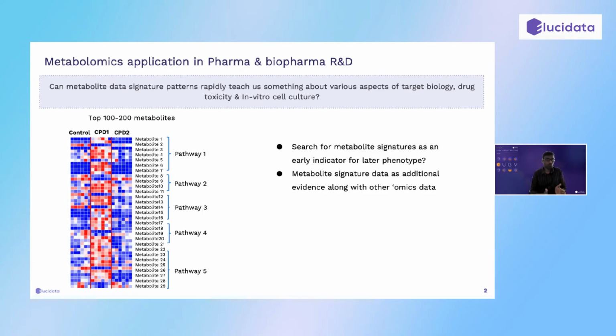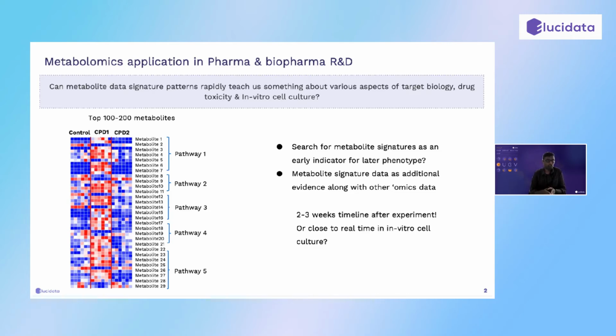And we search for these metabolite signatures probably as an early indicator of a later phenotype. It can be a tox signal or it can be activity, but we wanted to understand these signatures robustly at this level. And also see if this metabolite signature can provide any additional evidence along with other omics data that is typically collected in some of the in vitro experiments, such as RNA-seq data.